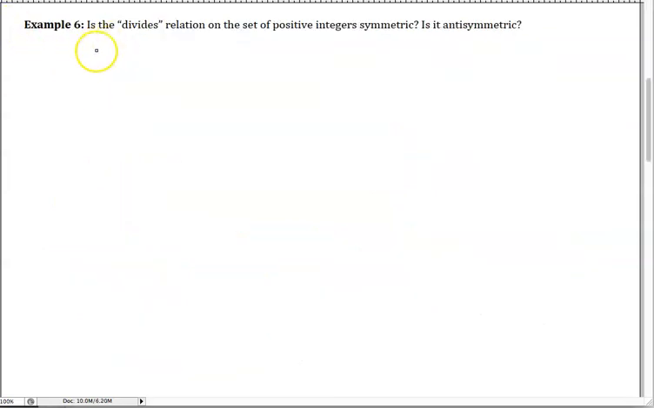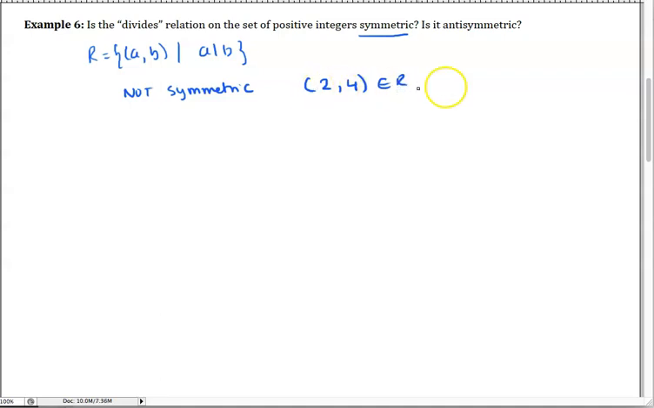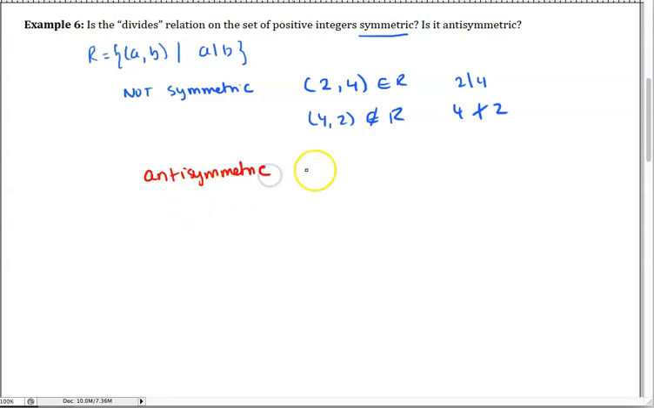Let's look at this relation again, the divides relation. This relation is all the coordinate points where A divides B, and we're trying to figure out if it's symmetric or anti-symmetric. I'm going to say it's not symmetric, because it will have something like this: (2, 4) is in R, because 2 divides 4, but (4, 2) is not going to be in R, because 4 does not divide 2. And it is anti-symmetric, because for all the values where A is not equal to B, if A divides B, then B is not going to divide A.